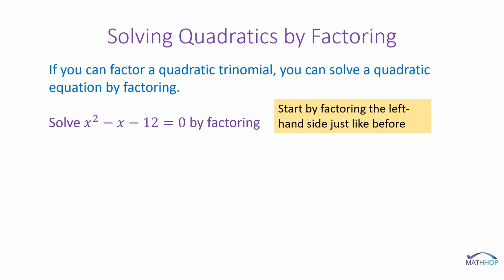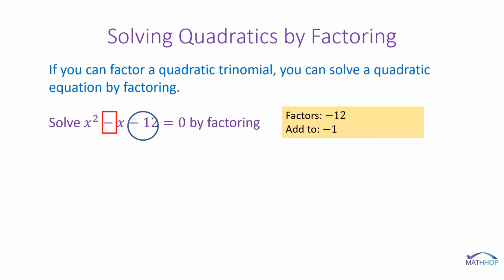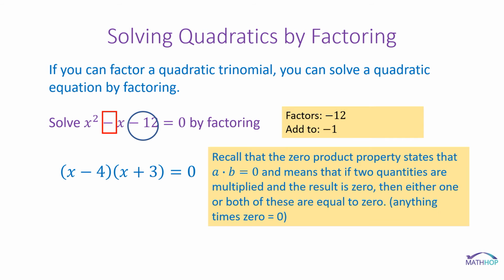So we're going to factor just like before, and we need factors of negative 12 that add up to negative 1. And that's going to be negative 4 and positive 3. So we have x minus 4 times x plus 3 equals 0. Now there's a property that we very rarely think of in math because it's sort of pretty simplistic, but it's going to help us here. The zero product property states that if you have two numbers and they're multiplied together and they get 0, so a times b equals 0, that means either a or b or both are equal to 0. Remember, anything times 0 is 0.